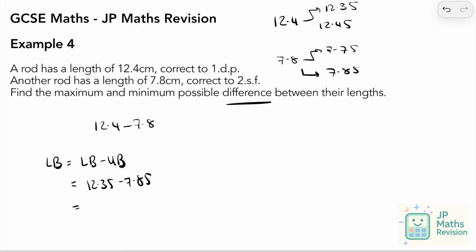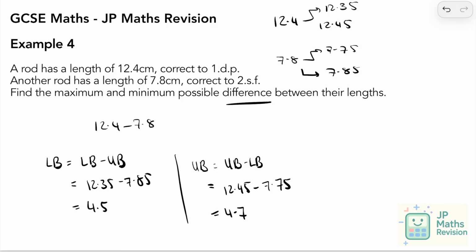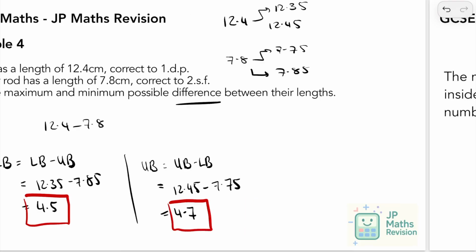So that is 4.5. And then to get the upper bound, I'm going to minus the smaller number from the bigger number. So that's going to be the upper bound minus the lower bound. So in this case, it's going to be 12.45 minus 7.75. So that's going to be 4.7. So the biggest possible difference between them is 4.7, and the smallest possible difference between them is 4.5.